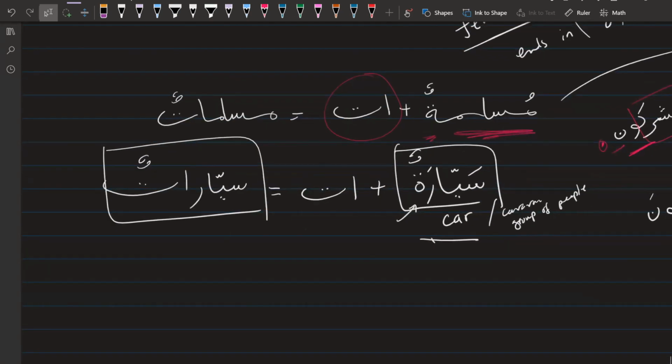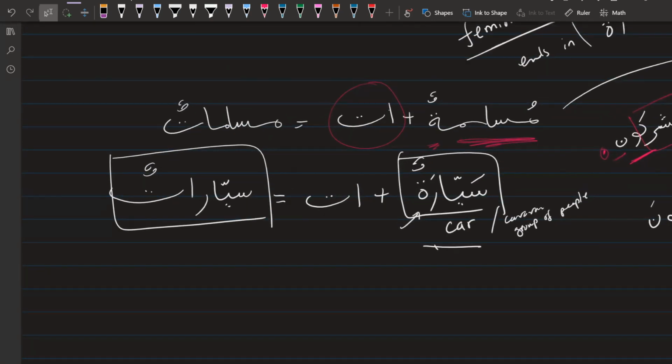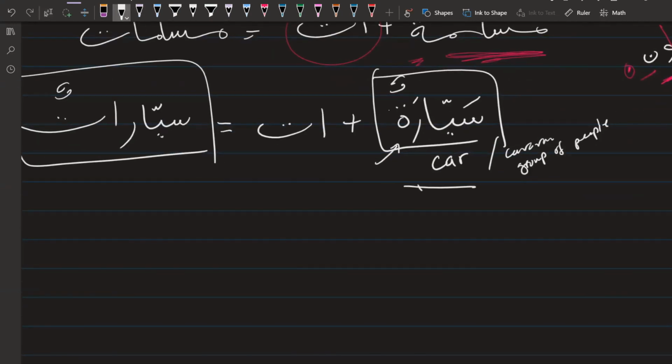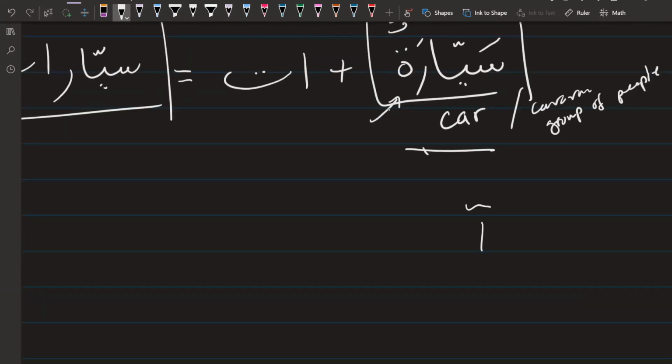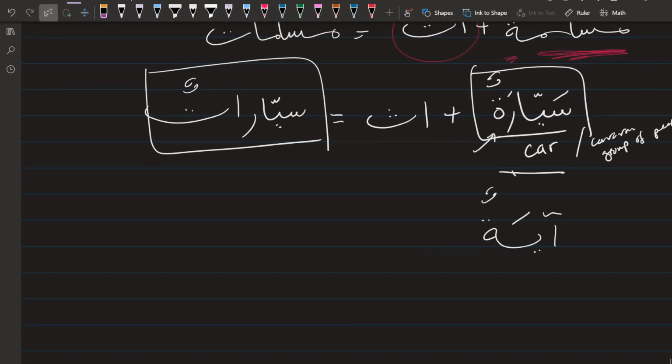So this is how we make a sound plural for feminine. Very simple. You have ta marbuta. If you can spot ta marbuta, I spot ta marbuta. Ayatun. Can I add alif and ta to make verses? Yes, you can. Your life is simple. Ayatun. See? Very, very simple.